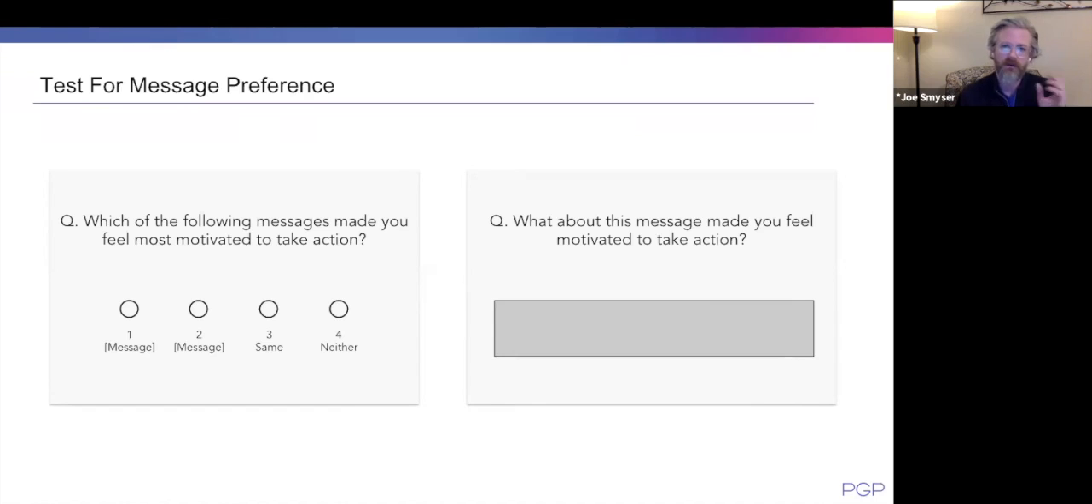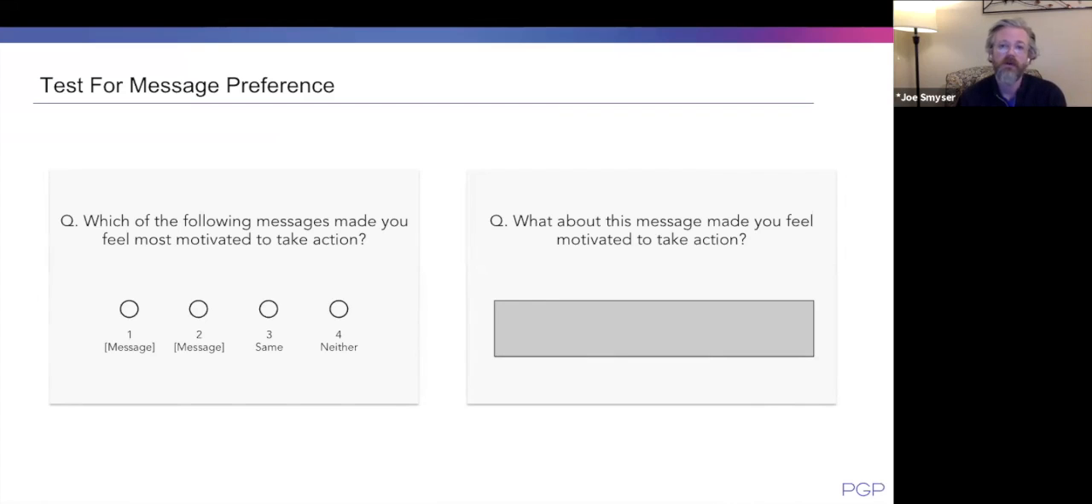Make sure that the creative is distinct. Make sure that the message is distinct. Choose different words, choose different language, choose different colors if you have to, but figure out a way where you're getting the most helpful information possible, like I said earlier. So which of these following messages made you feel most motivated to take action? And you can allow people to rank them. And then always, of course, in these sorts of surveys, have open-ended questions. Allow people to tell you what they liked, what they didn't like, give you more information.